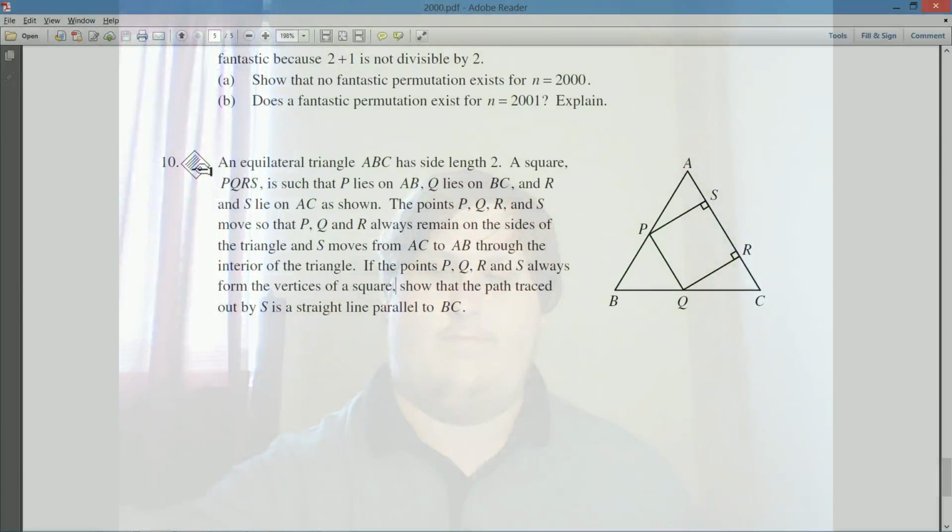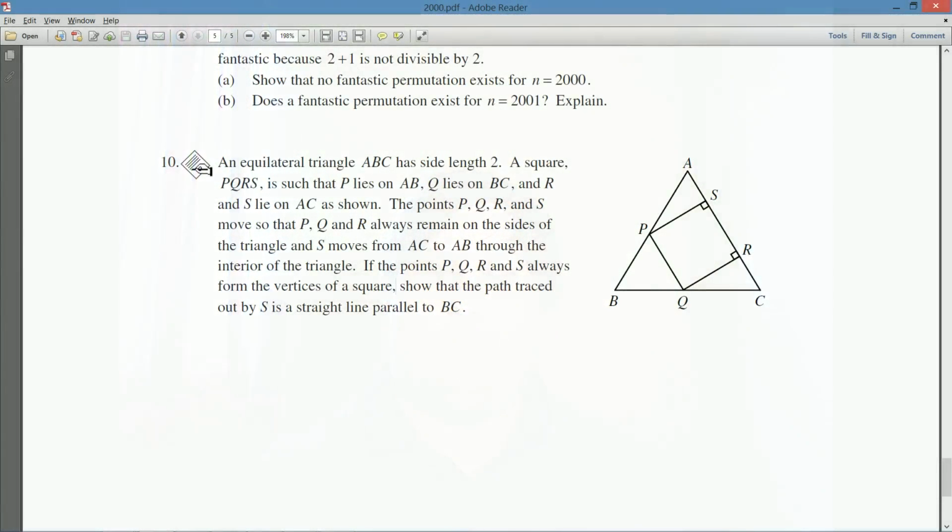But as we shrink, rotate, and then enlarge again, this S moves, and we're trying to show that it's parallel to BC, so it's at a constant height within the triangle. Okay, it's a constant distance from the line BC. Okay, I think that's what we've got here. So, if the points always form the vertices of a square, show that the path traced out by S is a straight line parallel to BC.